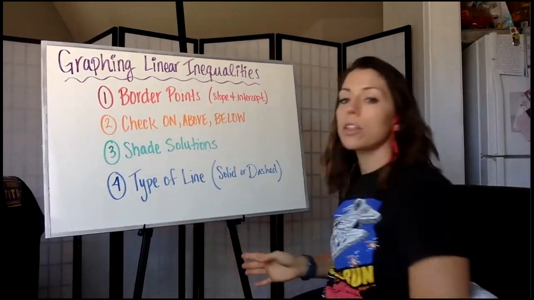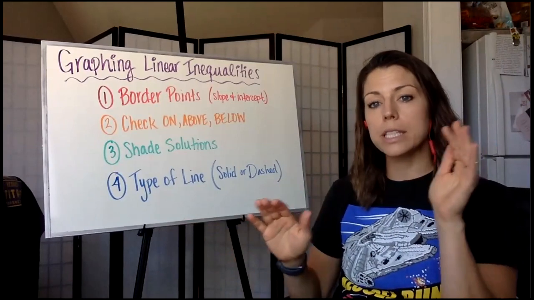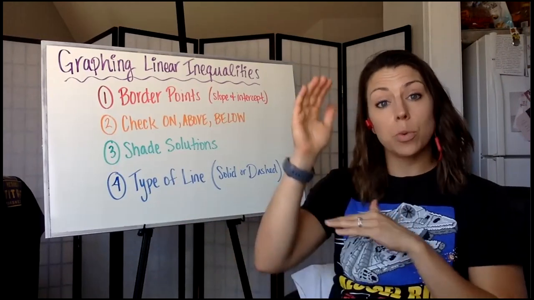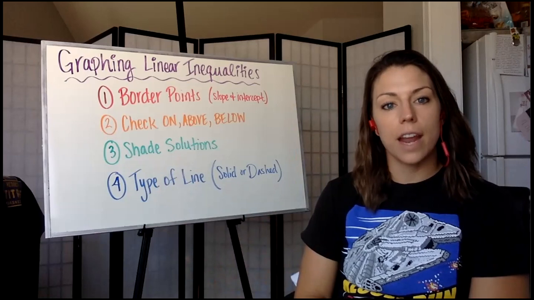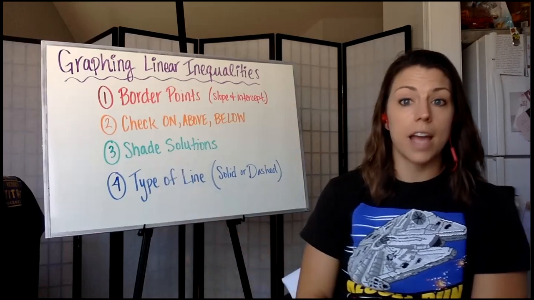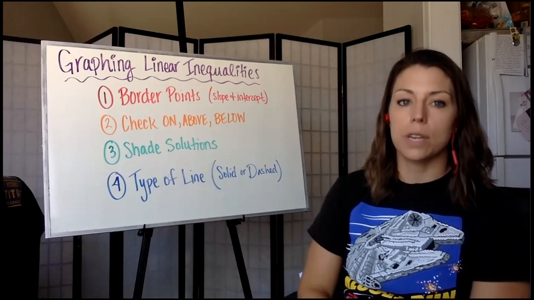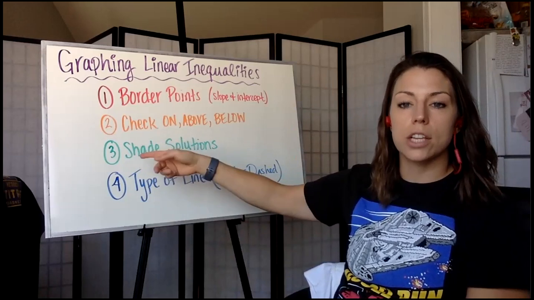Step two, I check 3 points. I check a point on, above, and below those border points to determine which ones are actually solutions. Step three, I shade in the area that actually has the solution in it. And then step four, I decide the type of line based on my check. Is it going to be solid or dashed? Now, steps 3 and 4 can be interchangeable.